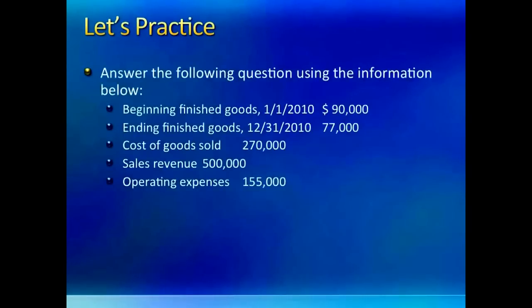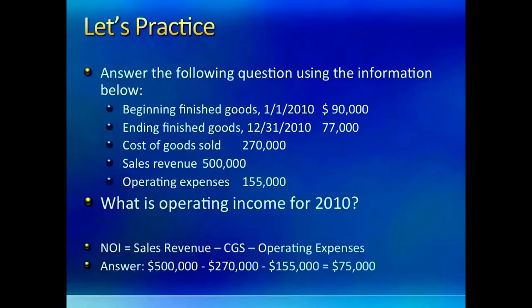Let's look at one more. Question says, what is the operating income for 2010? Now, you already calculated gross margin before. All you need to do is to subtract operating expenses from your gross margin to be able to get operating income for the next year. Are you getting it?